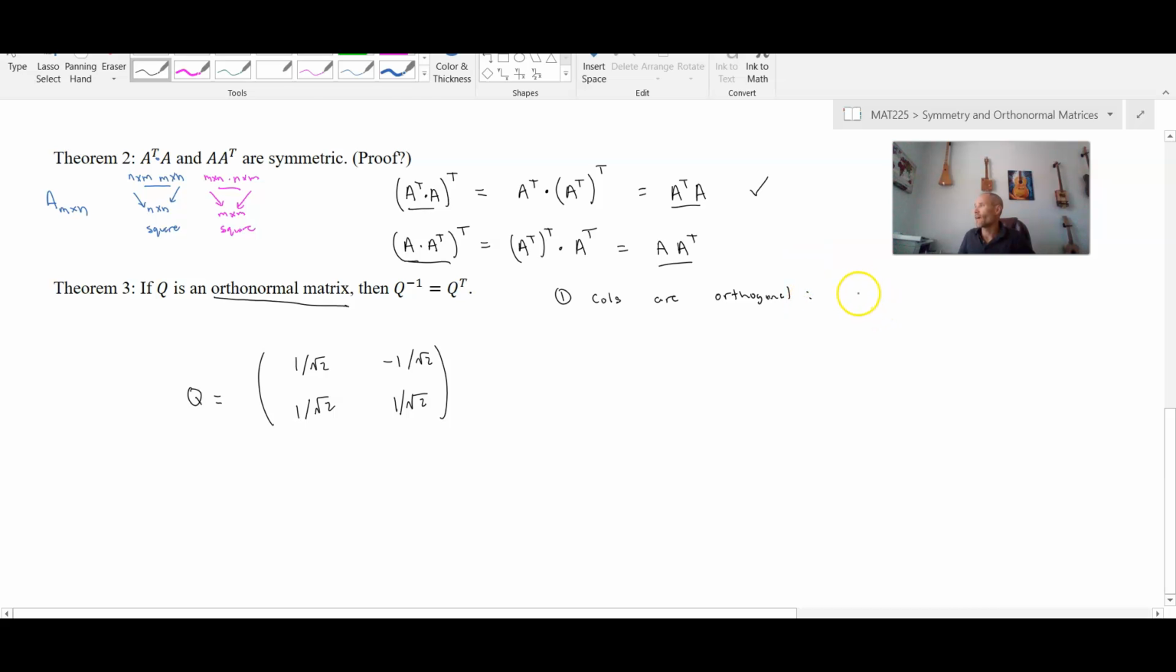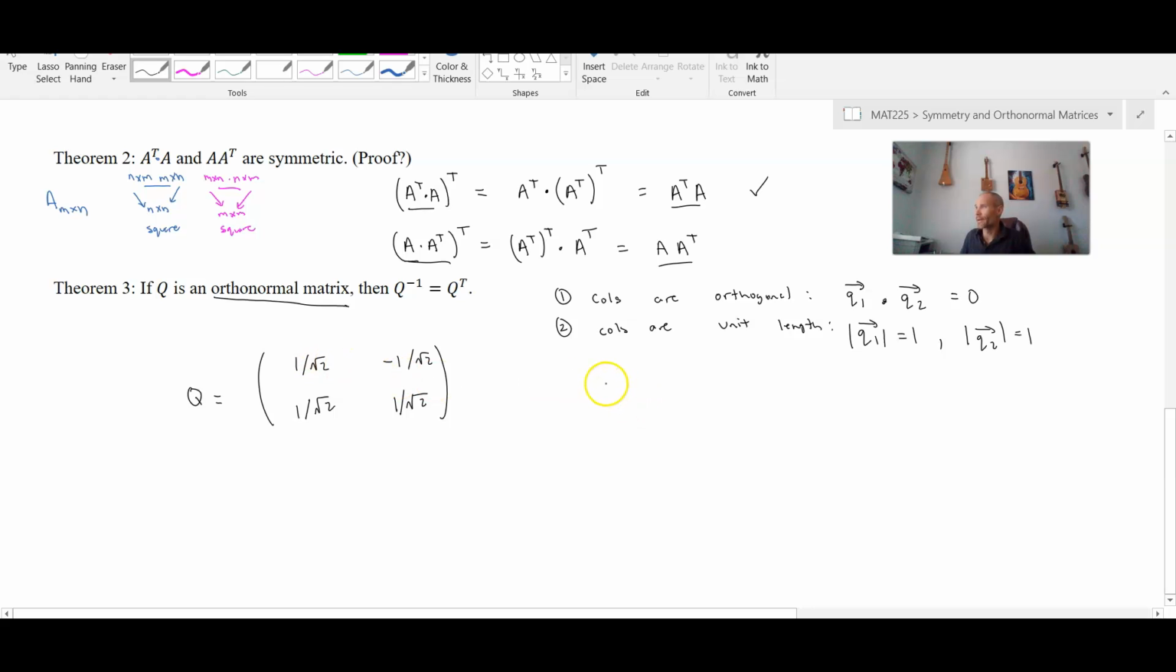That means that if I call the vectors of that matrix Q1 and Q2, their dot product is going to equal 0. And also, the columns are unit length. And so what that means is that the magnitude of Q1 is equal to 1, and the magnitude of Q2 is also equal to 1. So we can verify that.